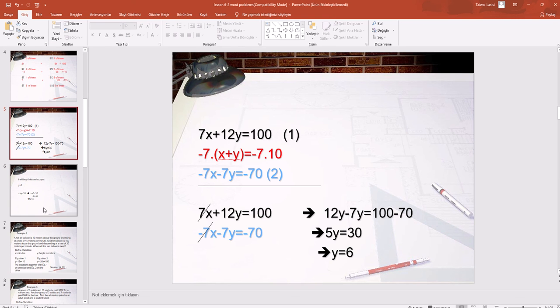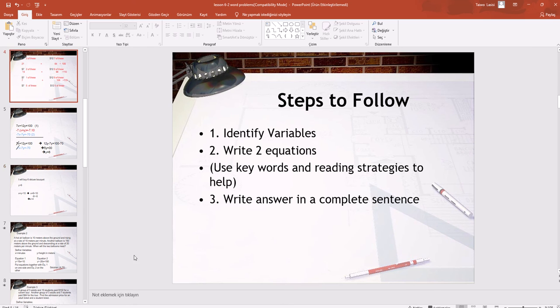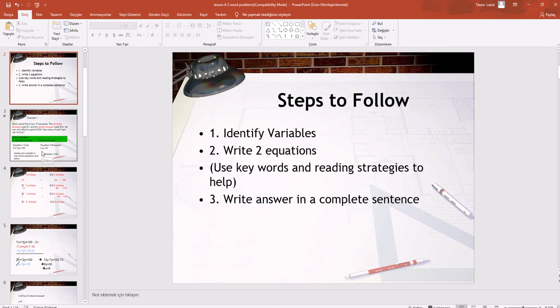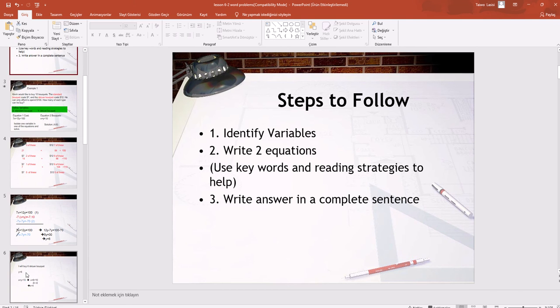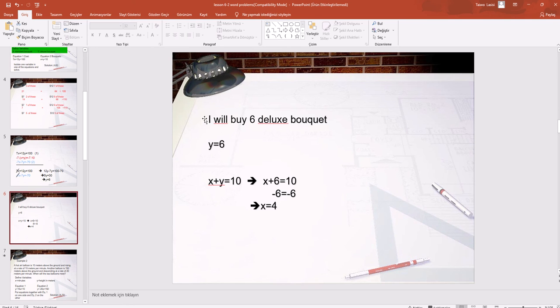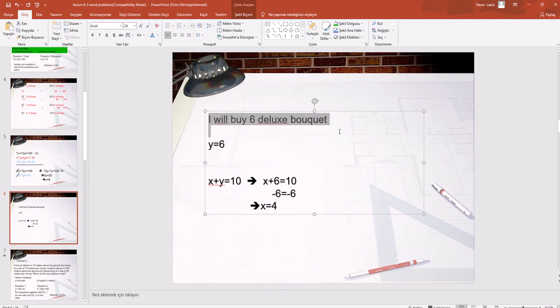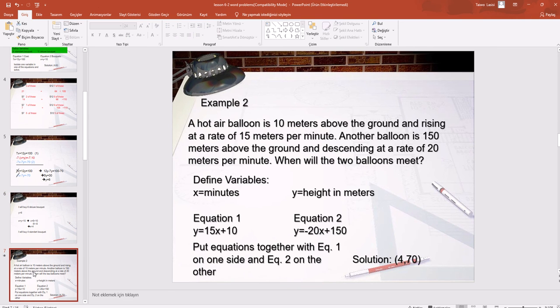Okay, we find the answer as 4. So what does this 4 mean? 4 means I'm going to buy 4 cheap bouquets and 6 expensive bouquets. Okay? And that's 100. So the last one, I will buy 4 standard bouquets. Yes, good. Now the next one.